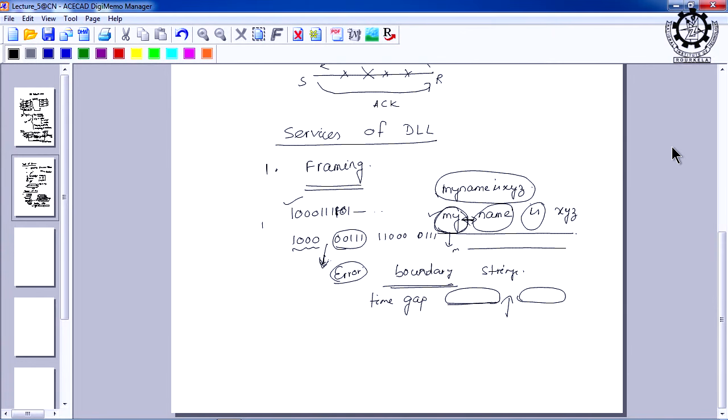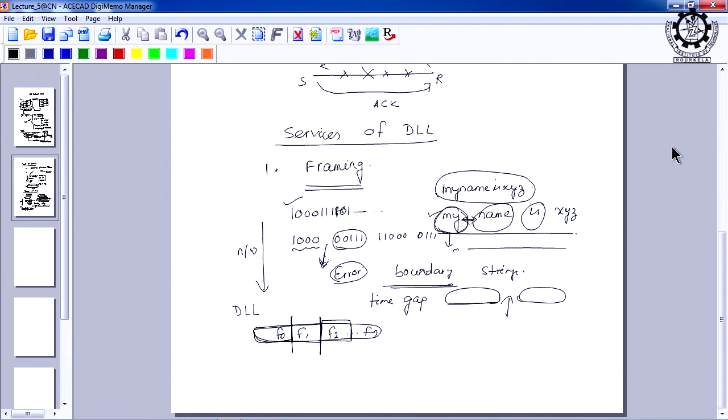When the data comes from the network layer to the DLL, the DLL divides the whole datagram that it receives into small chunks of data called frames: frame 0, frame 1, frame 2 up to frame n. Each frame is a chunk of data that it receives from the upper layer, and in between every frame is what is called the frame boundary.